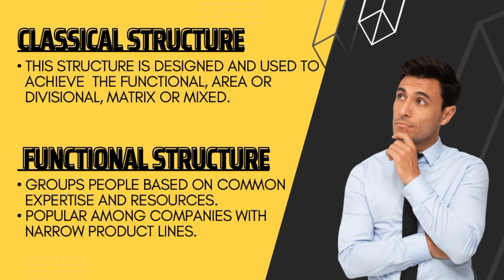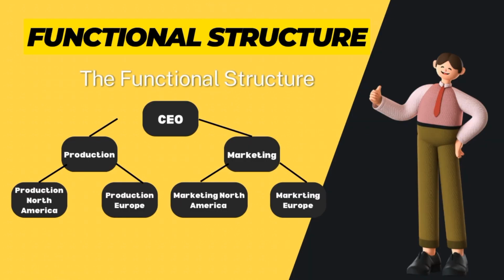The second business structure is the classical structure, as this structure is designed and used to achieve the functional, area, or divisional matrix or mixed structure. The third structure is the functional structure, as it groups people based on common expertise and resources. This functional structure is also popular among companies with a narrow product line. As you can see here is the hierarchy chart for the functional structure.